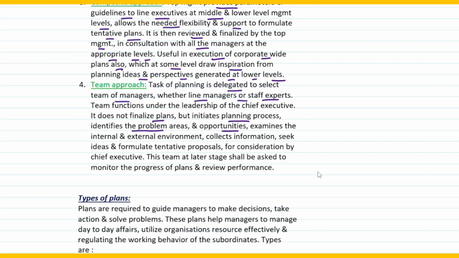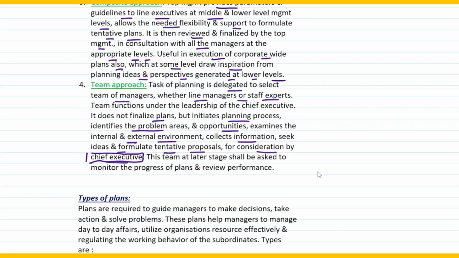Fine. Okay, it does not finalize the plan but initiates the planning process, identifies the problem areas and opportunities, examines the internal and external environment, collects information, seeks ideas and formulates tentative proposals for consideration by the chief executive. So it is not the final plan. What will happen is it basically initiates the planning process. It identifies the various problem areas and environments, then it collects the information, but it will give you a tentative, that is a temporary, proposal. Who will consider it? It is ultimately considered by the chief executive.